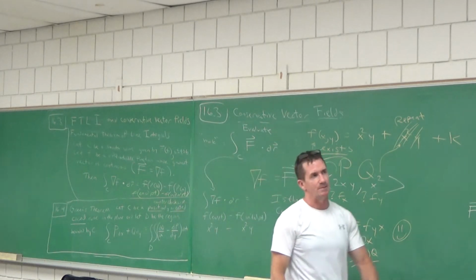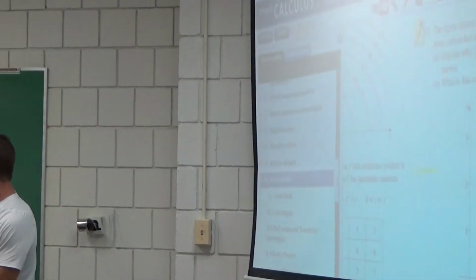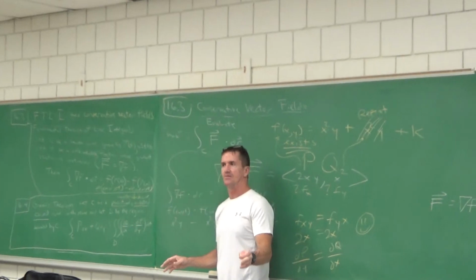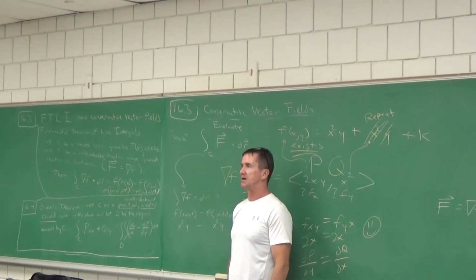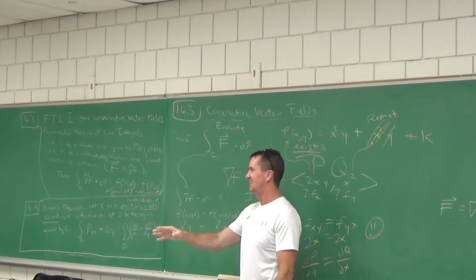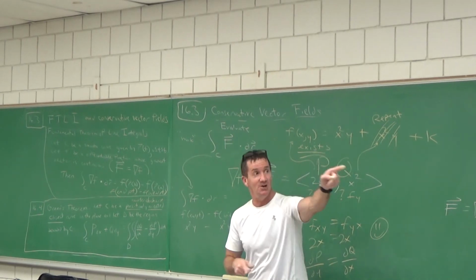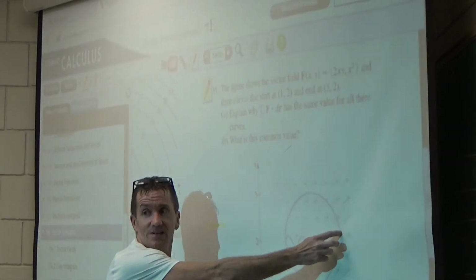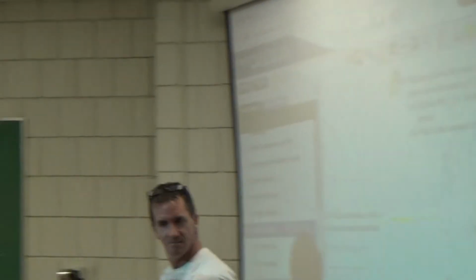Oh, they were nice this time. They give us the points. What were the points? 1, 2 and 3, 2. So when you plug in 1, 2 and 3, 2, just be careful. Where am I plugging the 1, 2, and where am I plugging the 3, 2? 3, 2 is the endpoint, right? It went from 1, 2 to 3, 2. So it started here and it ended there, the path. So plug in 3, 2, subtract, plug in 1, 2.